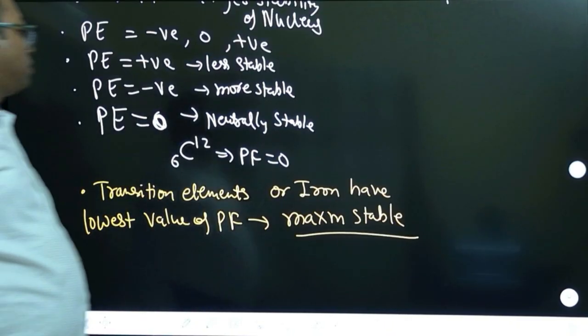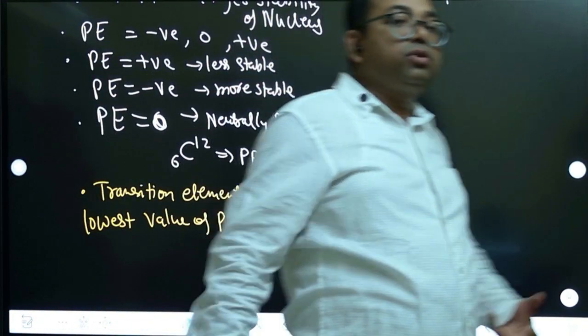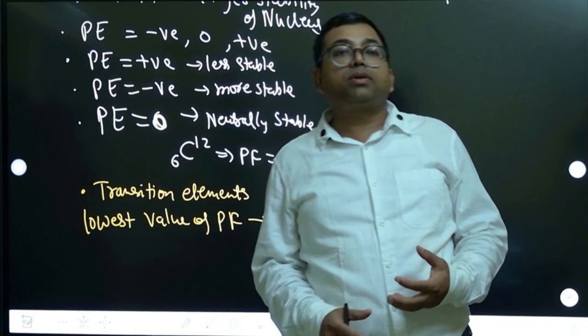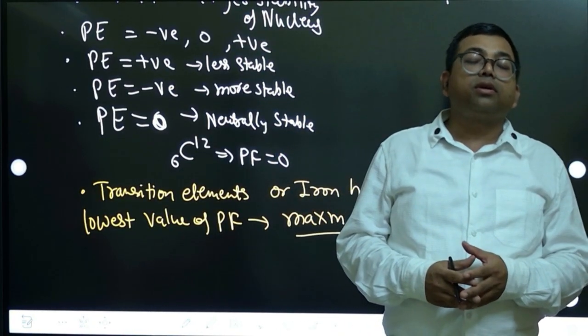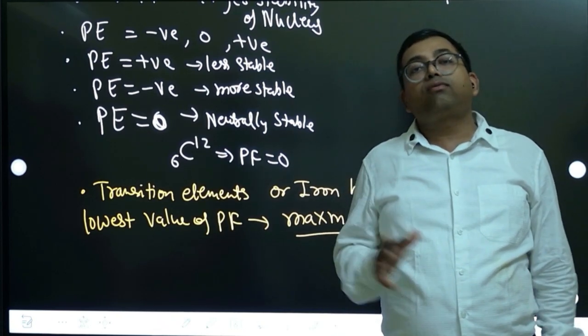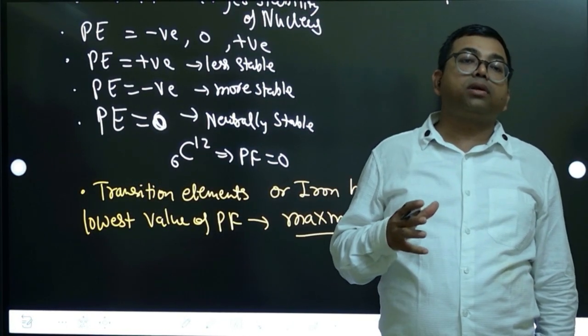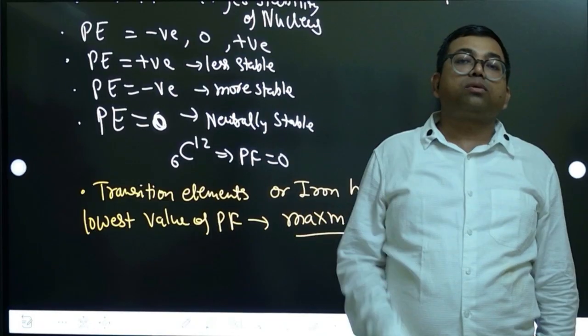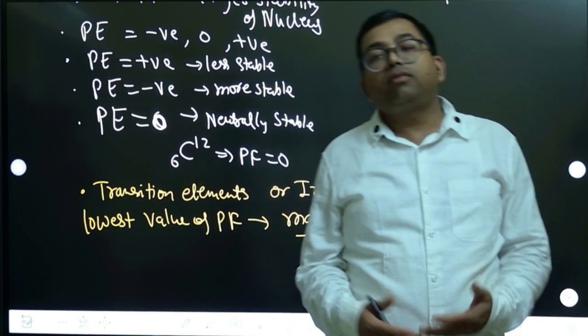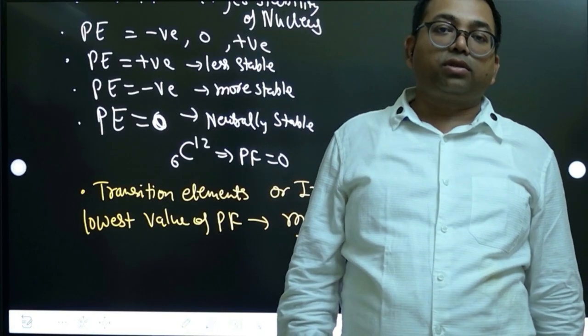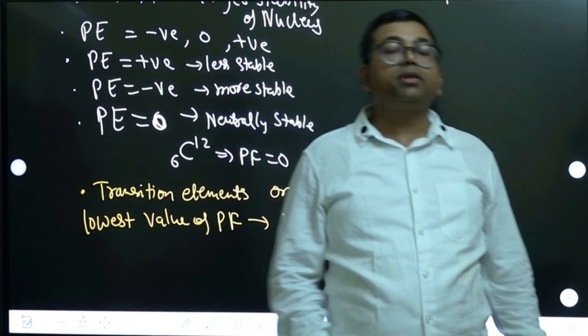Okay, so let us keep up to this much topic. In the next class, we can cover the remaining topics, which is the graph of binding energy per nucleon versus mass number, and we can see more theory related to that. Then we'll go to the next topics in this chapter.